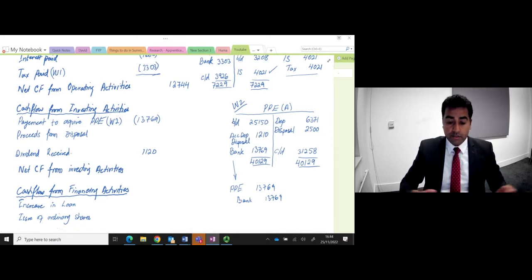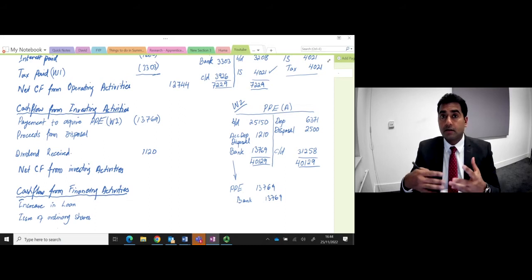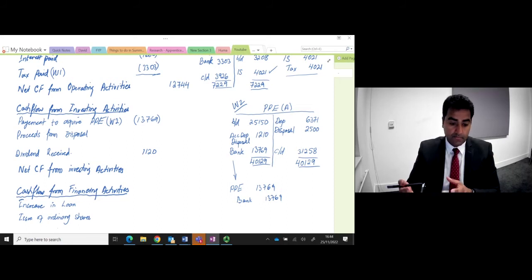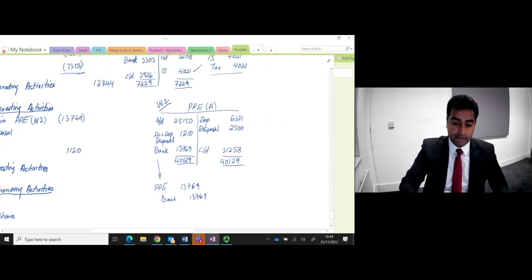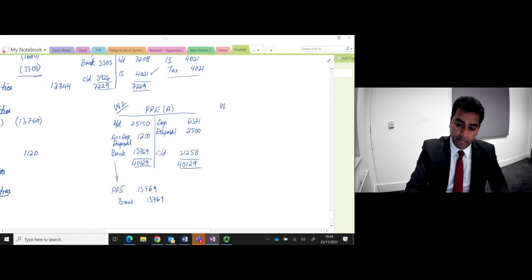Now the next thing I'm going to do is to find out how much cash we have received when we sold the asset, when we disposed of the asset. So I'm going to do working number 3. I'm going to have a T account, and I'm going to record disposal.